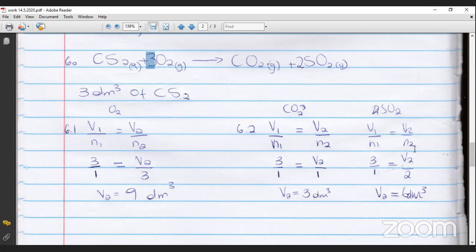Okay. Number 6.2, this one was a bit tricky, but I did them both because the question is a bit tricky, but it seems like it falls more on the SO2 side. But I just did them all. Then here we do the same thing because we've got this one, which is a given. We're going to say V1 over N1. It's going to be 3 divided by 1 because there's only 1, and then equals SO2 divided by 2. Then we can find the volume there. So V2 is equal to 6 dm cubed.